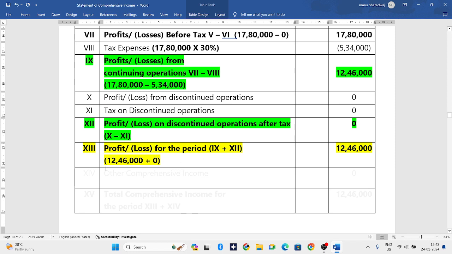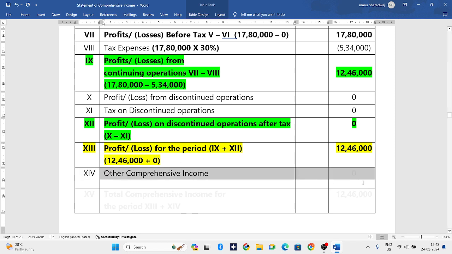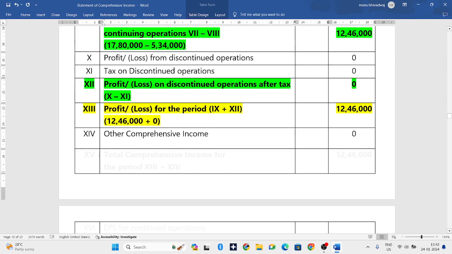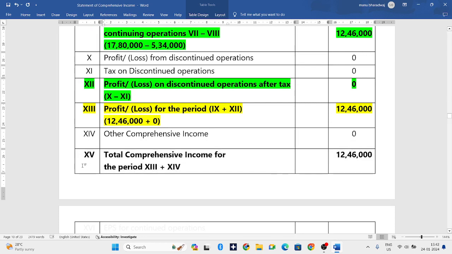12,46,000. For this we need to add other comprehensive income. In question they have not given any such other comprehensive income, so consider it as zero. So if we add this other comprehensive income, then we will get total comprehensive income for the period. This is where our PSOPL ends.